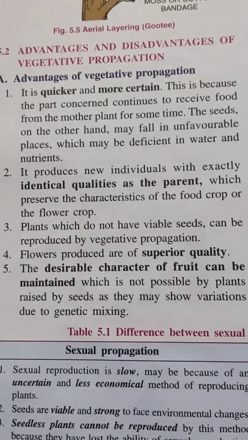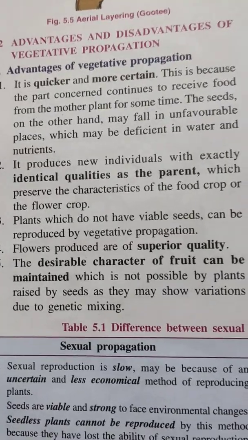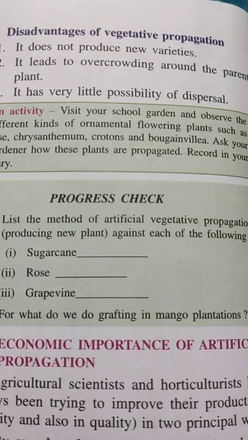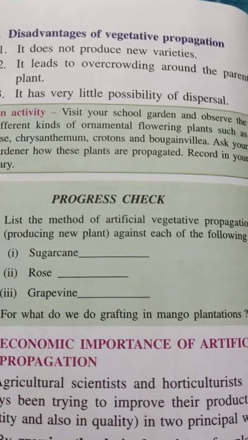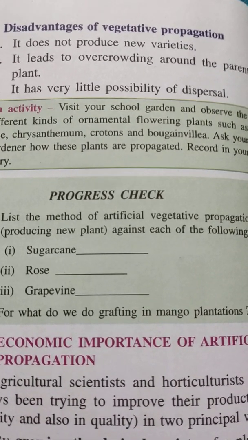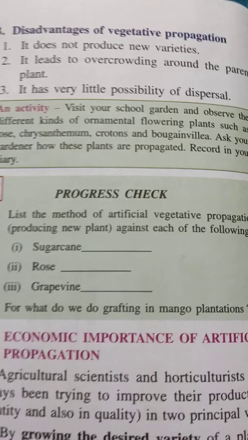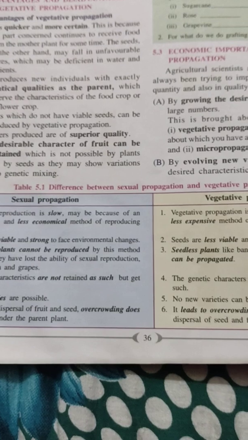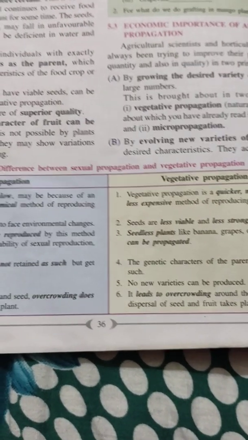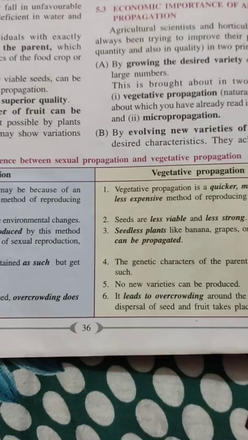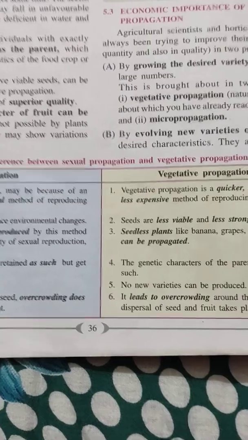So, all these five points are important advantages, but there are disadvantages also: it does not produce new varieties, it leads to overcrowding around the parent plant, and it has very little possibility of dispersal. So these three are definitely the disadvantages of vegetative propagation. Now students, you can see over here a table, this is the difference between sexual propagation and vegetative propagation. They have given six points, all the six points, please go through the table.